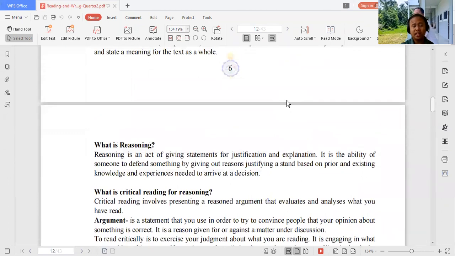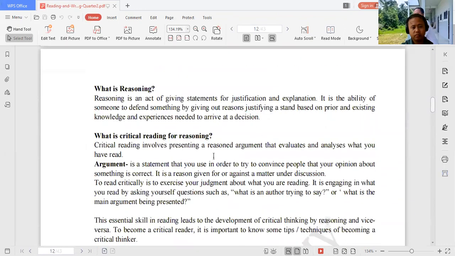All right. What is reasoning? Of course, that is understandable. A way a person reasons out. Now, what is critical reading for reasoning? Critical reading involves presenting a reasoned argument that evaluates and analyzes what you have read.